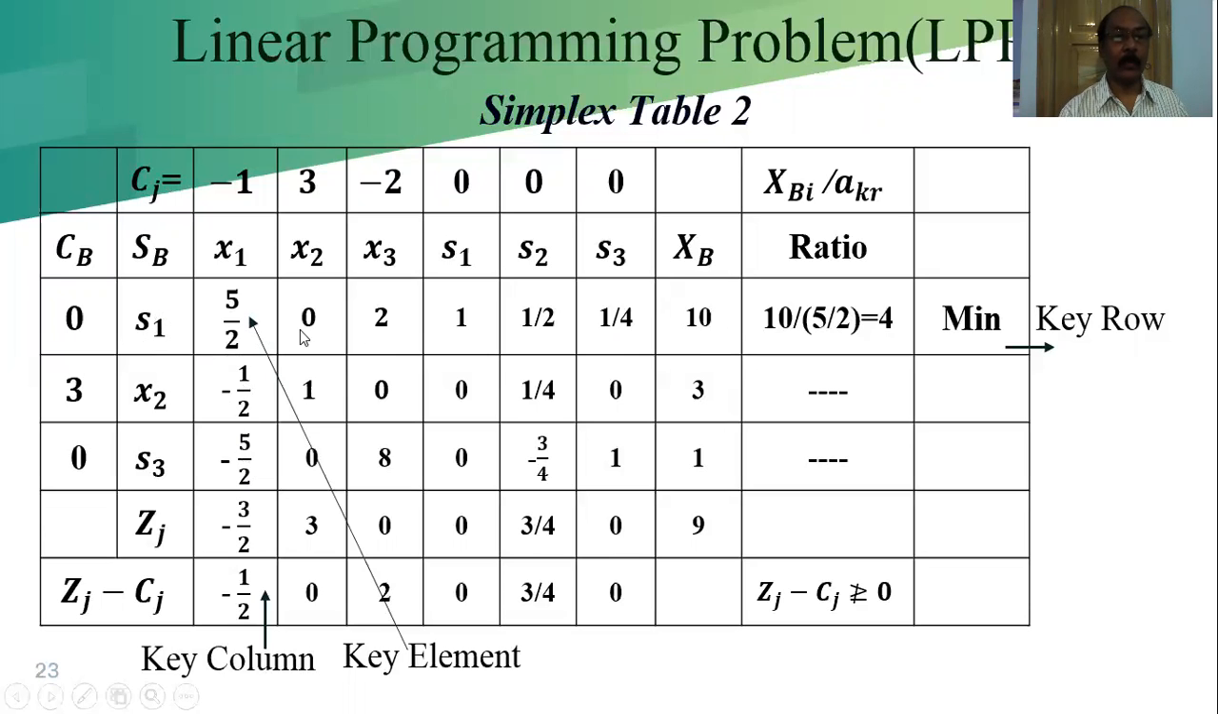Now S1 corresponding to the S1, the intersection will be 1 and all other elements will be 0. X2 corresponding to the X2, the intersection of X2 and X2 will be 1 and all other elements in that column will be 0. No calculation is needed. Blindly we can put this intersection of this variable.